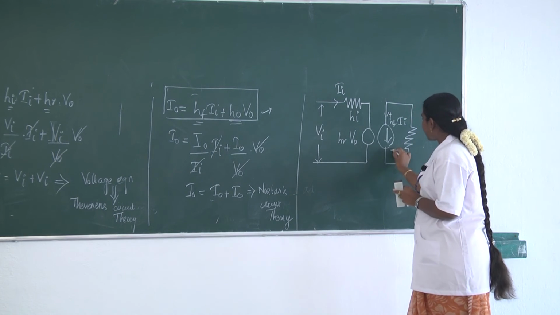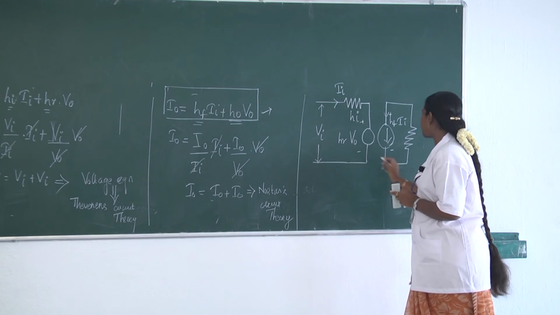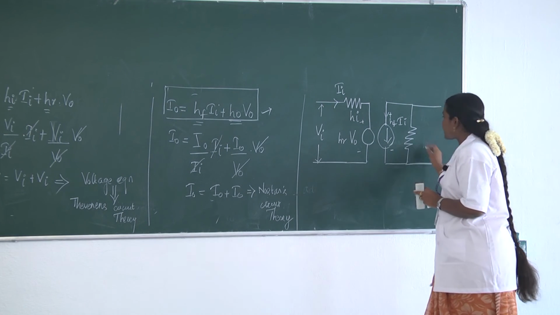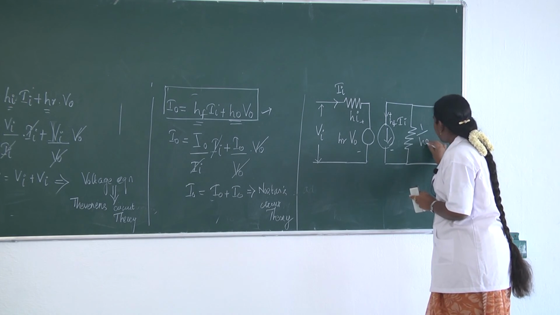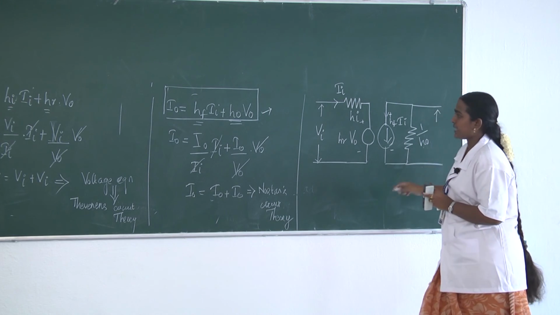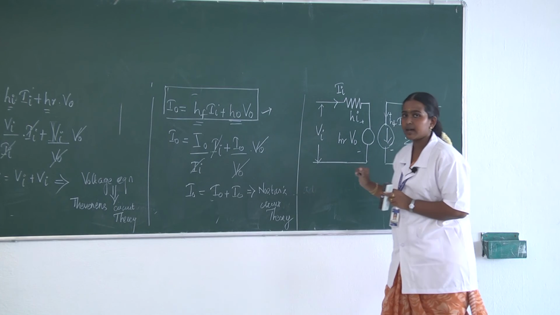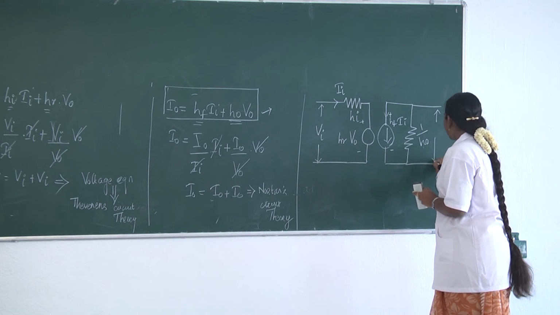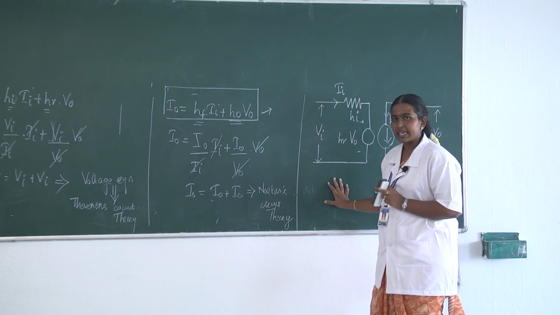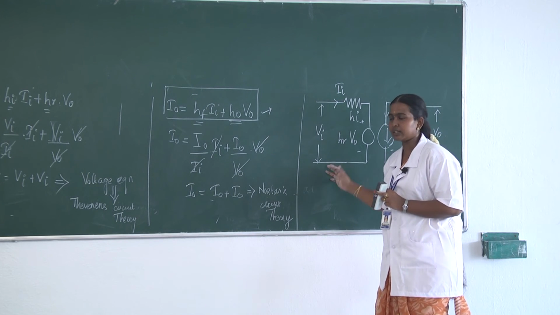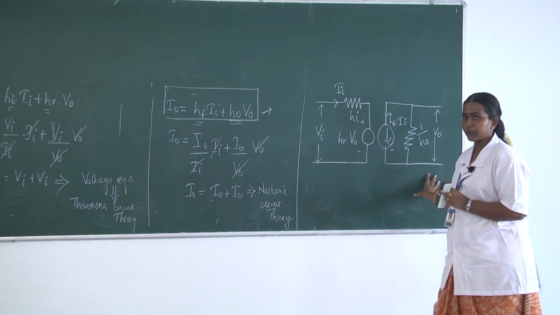Here it is plus and minus, here it is also plus and minus. So this term is a reciprocal of resistance, so I can write that one as 1 by h0, and after that I have a V0, which is nothing but the output voltage, so I can write it here as V0. So now I have drawn the circuit for the first equation and also for the second equation.